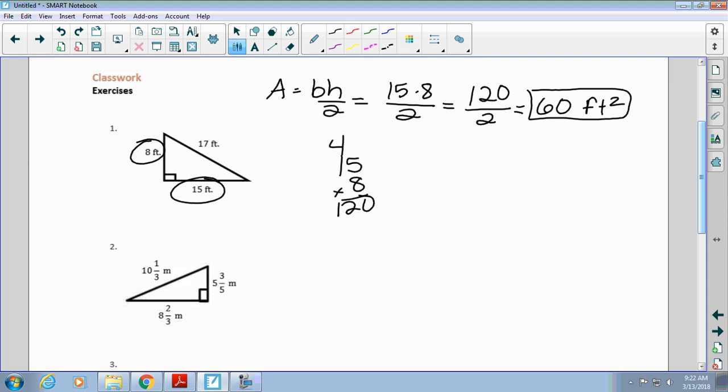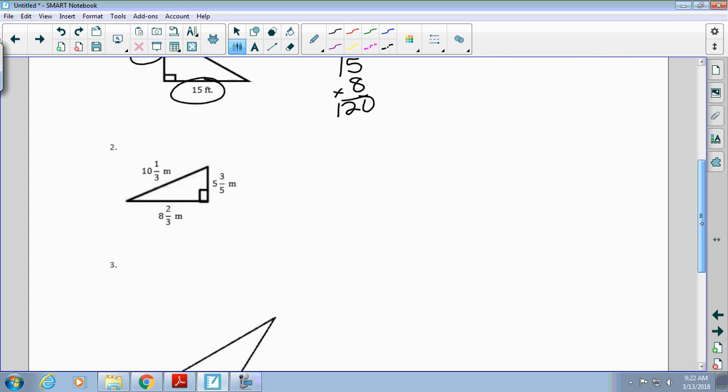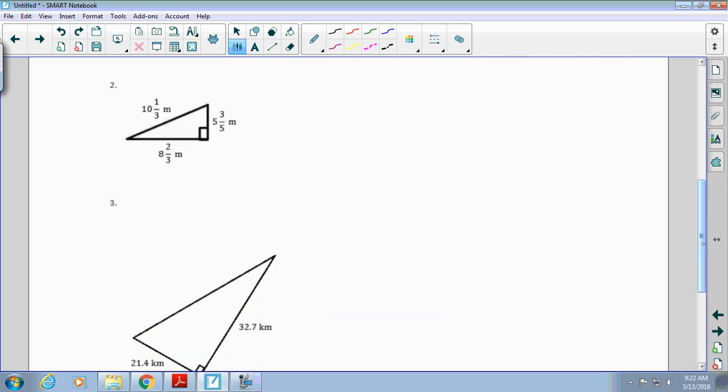All right. So anyway, 60 feet squared, and that would mean 60 one foot by one foot square sections would need to be used to cover that triangle. All right. This next one, we have some fractions going on. Which two numbers are we going to want to use for our base and our height?